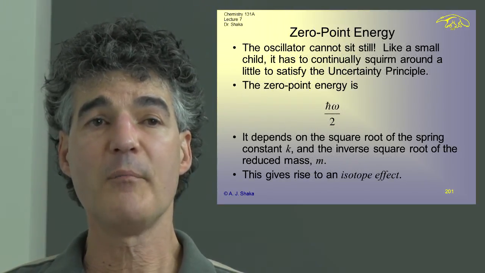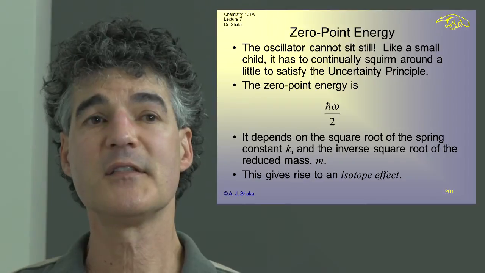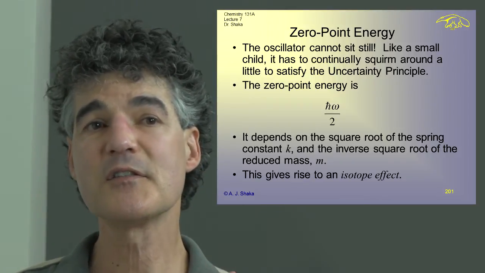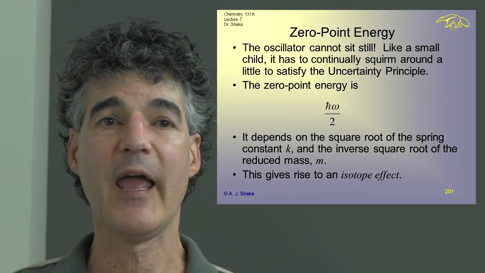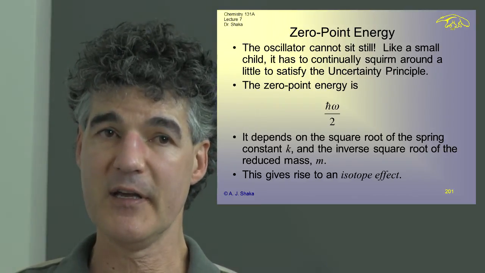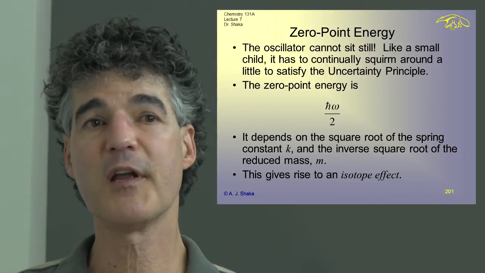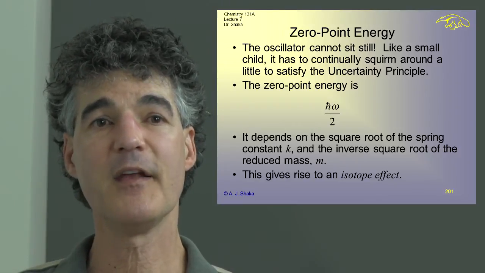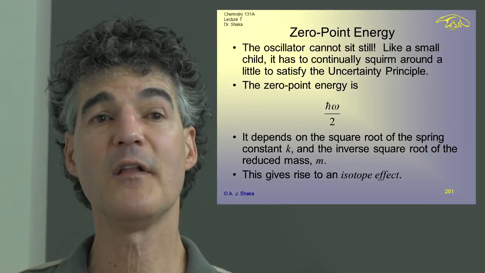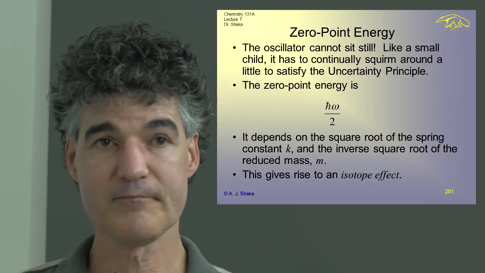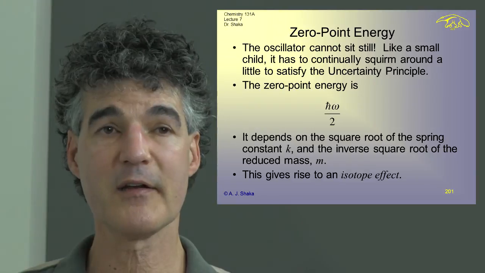Like I said, the oscillator can't sit still. It's like a small kid. It has to squirm around to satisfy the uncertainty principle, and the zero-point energy depends on the square root of the spring constant K and on the inverse square root of the mass. And this gives rise to something called the isotope effect. Let's have a look at the isotope effect.